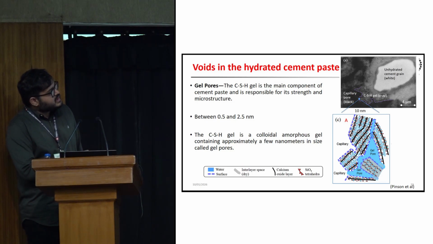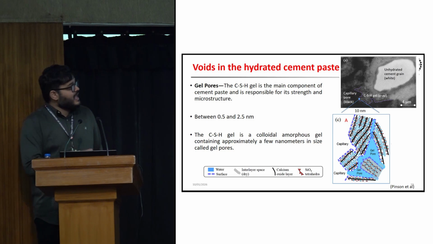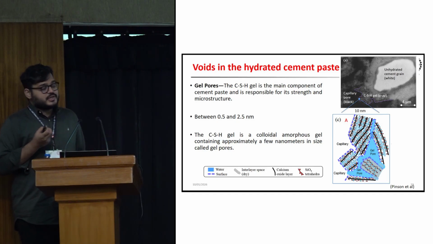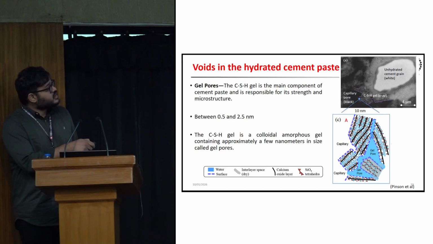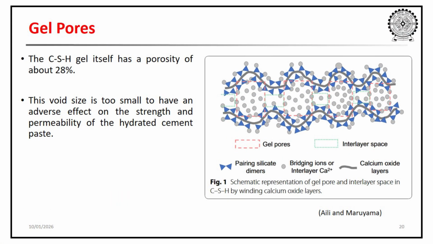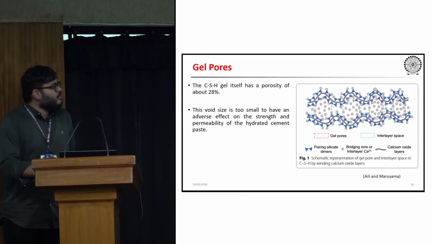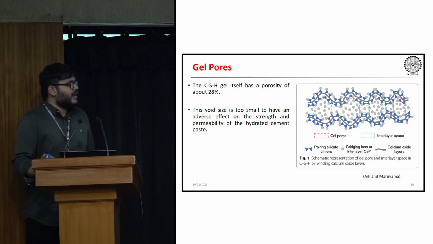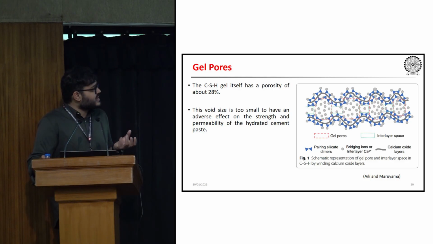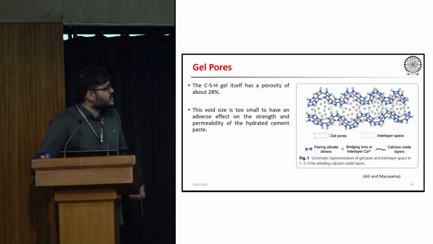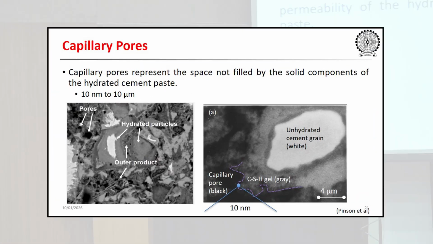And you can see here, this is the unhydrated cement grain. You can see these gray hydration products circling the unhydrated cement grain, and the gel porosity is inherent in these CSH hydration products. If you look at CSH gel, it has a porosity of approximately 28%. But it is important to keep in mind that these pores are of small size, too small to have an adverse impact. They are not going to significantly affect the strength and permeability of your cement systems.